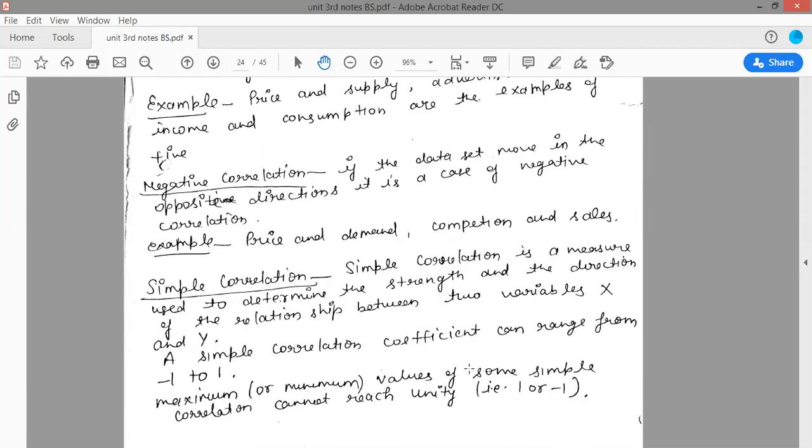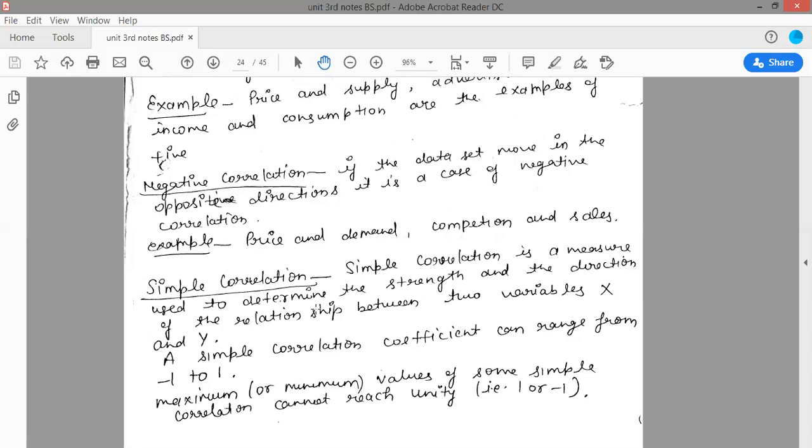Next is negative correlation. If the data sets move in the opposite direction, negative means if one is going right, the other will go left. So if the data sets move in opposite directions, it is the case of negative correlation. Examples here: price and demand. Price and demand means its demand is fixed according to its price. If the price of something is high, its demand will be low. Competition and sales means your sales do not depend on competition; your sales depend on advertisement and quality. So we can say that competition and sales, and price and demand, are both examples of negative correlation.